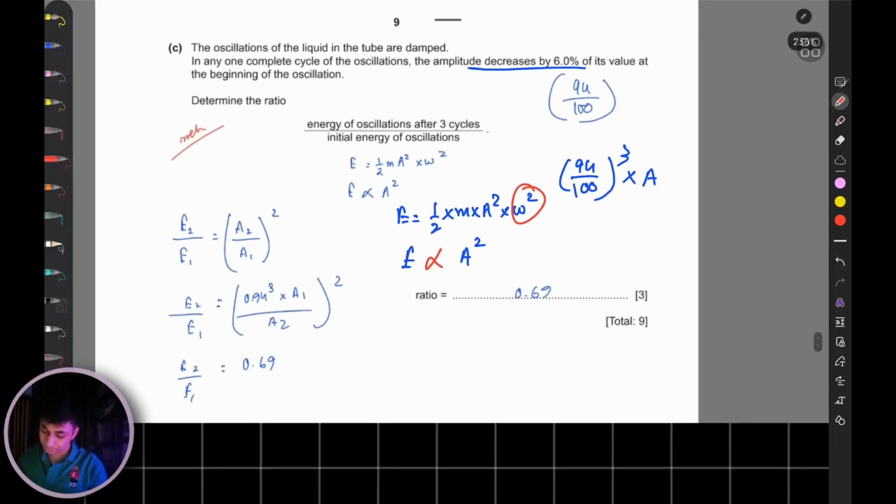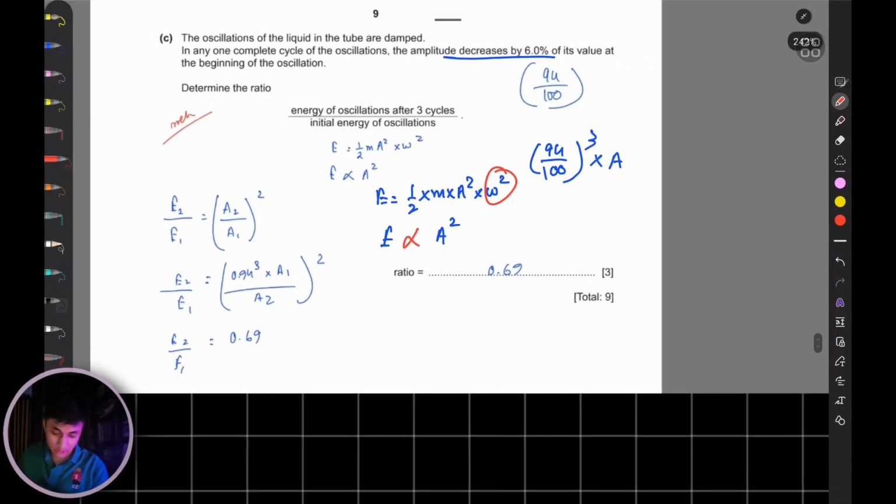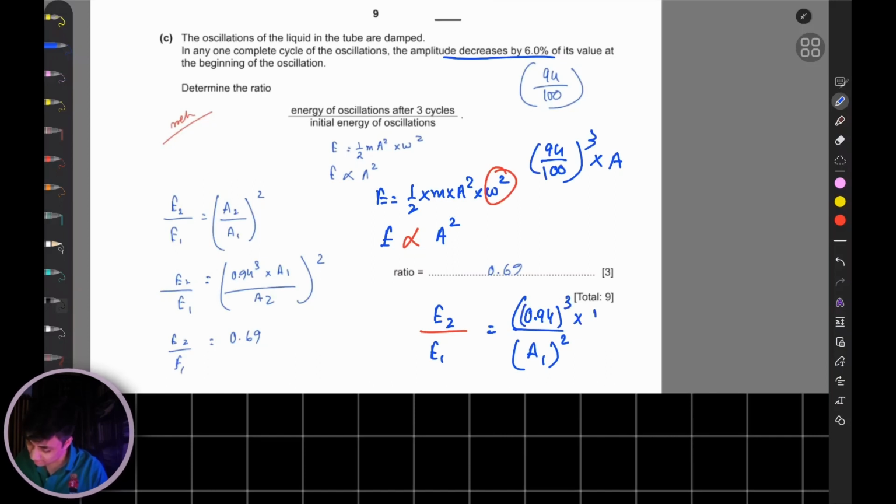So we have to work with that idea, right? When my energy was initial, the initial value E1, my amplitude was A1 whole square. Now my new energy after 3 cycles, E2, is going to be 0.94 to the power of 3 times A1.